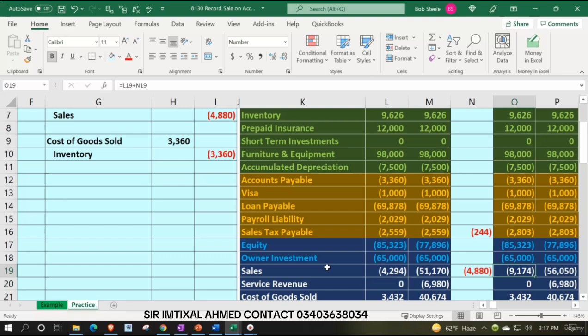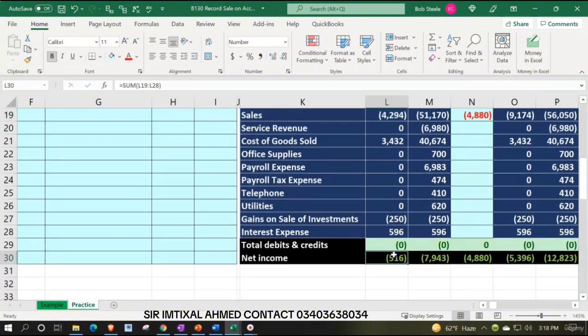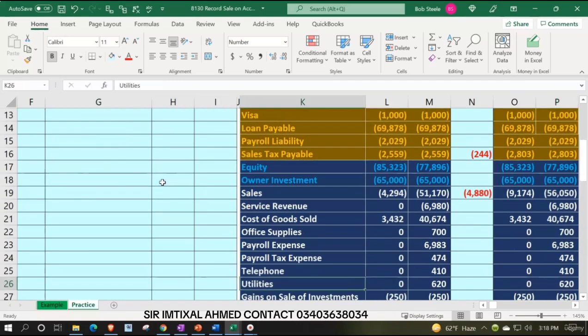That increases both sides, but we have a different end result because we started at, for the month, 4,294, increased by 4880 to the 9174. For the year to date 2 months, we had the 51170 increased by the 4880 to the 5650. Down below, we had net income on the month of the 516 increased by the 4880 to the 5396. On the year to date, we had the 7943 net income increased by the 4880 to the 12823.